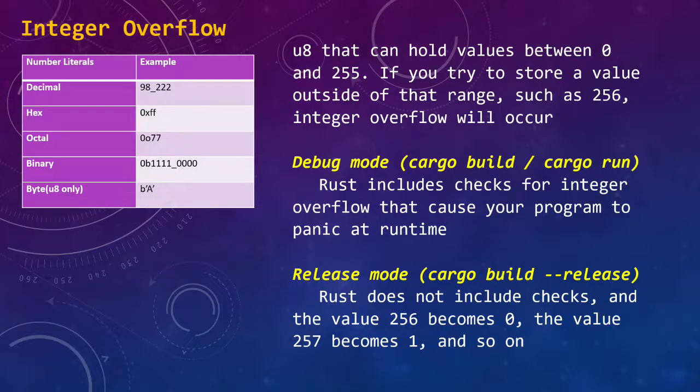As for the unsigned 8-bit data type, it can hold values between 0 to 255. If you try to store a value outside of that range, such as 256, integer overflow will occur. In debug mode, Rust includes checks for integer overflow that cause your program to panic at runtime. In release mode, Rust does not include checks, and the value 256 becomes 0, the value 257 becomes 1, and so on. Let us see it.